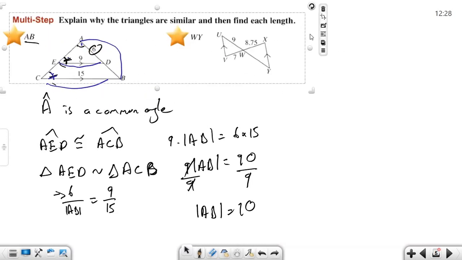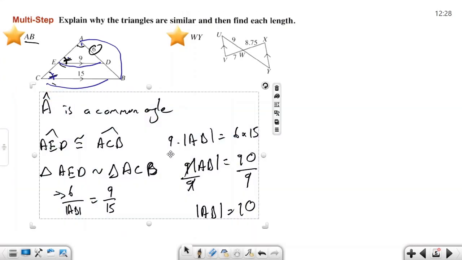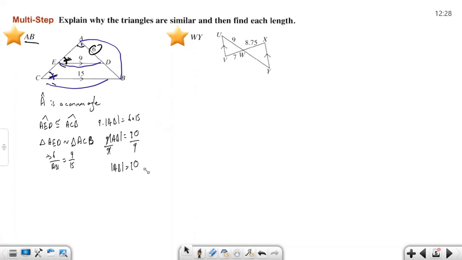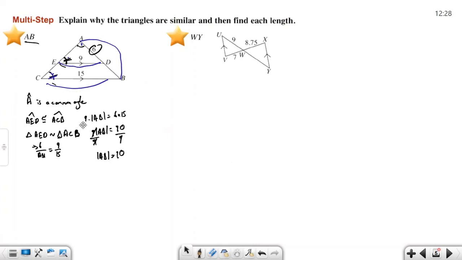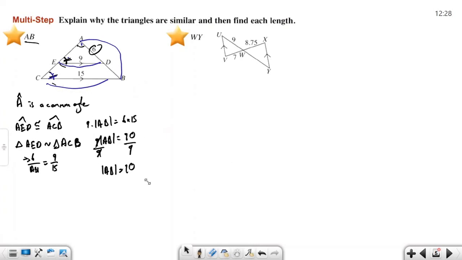Oh, sorry, let's start that one here. So let's shrink it here. So we find the AB. The first one, AB, it was AB and it's here. Now let's see the other question.